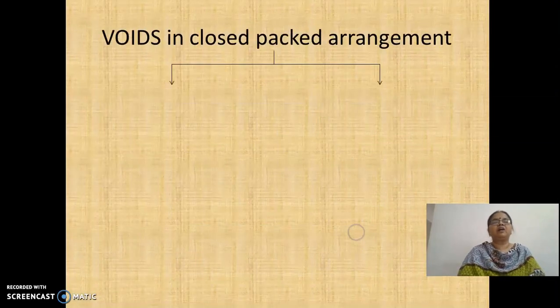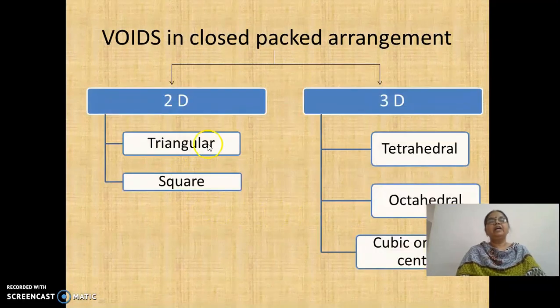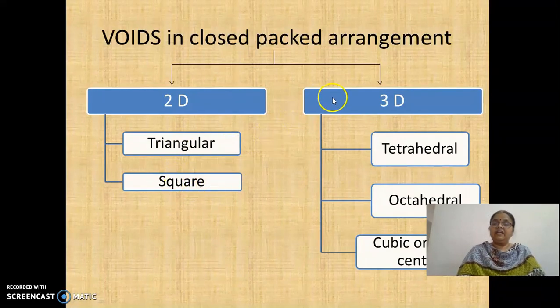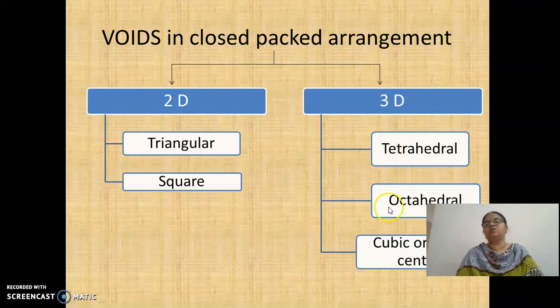Now the voids which we have come across in this closed pack arrangement: in 2D, we have 2 types of voids, triangular voids and square voids, which we have seen earlier. In 3D we have tetrahedral voids and octahedral voids. These tetrahedral and octahedral voids will be seen in hexagonal closed pack arrangement, whereas cubic or body centered will be seen when there is closed packed arrangement of square arrangement. That is, when square arrangement is closely packed, we will come across cubic type of arrangement, which will result in the formation of simple or primitive type of unit cells.